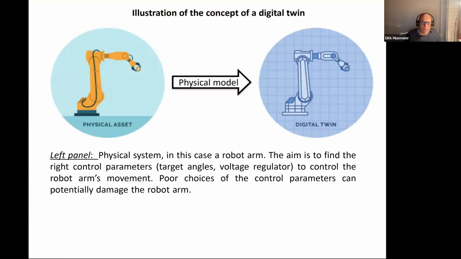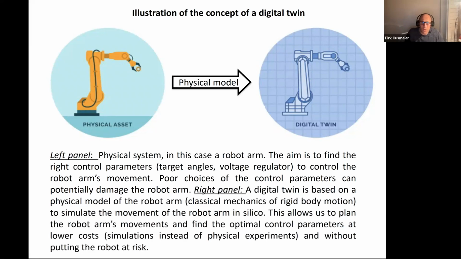So the left panel shows a physical system, in this case, a robot arm. And the aim is to find the right control parameters in terms of target angles or voltage regulation to control the robot arm's movement. And poor choices of the control parameters can potentially damage the robot arm. For example, if the forces or the accelerations are too high, then you can cause damage for the robot arm.